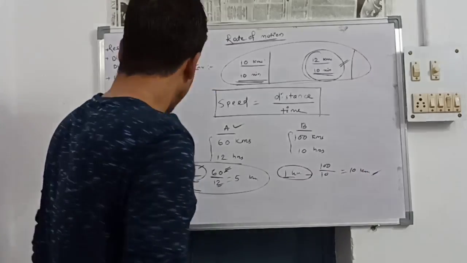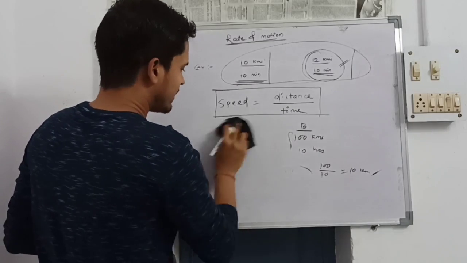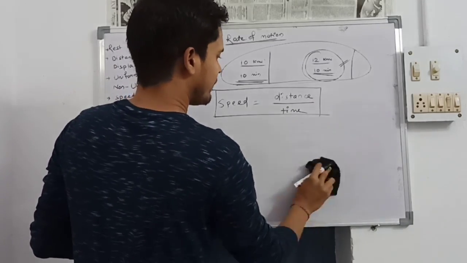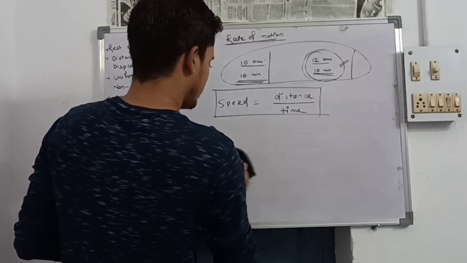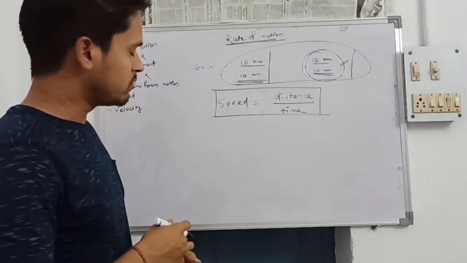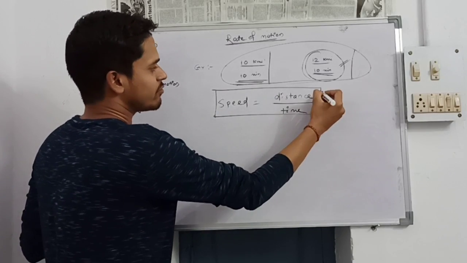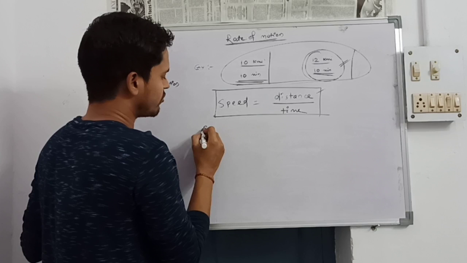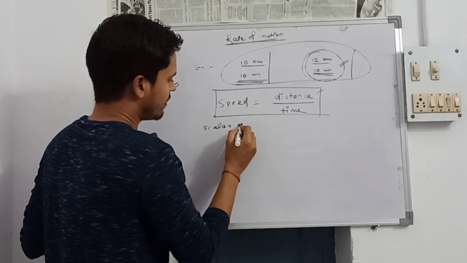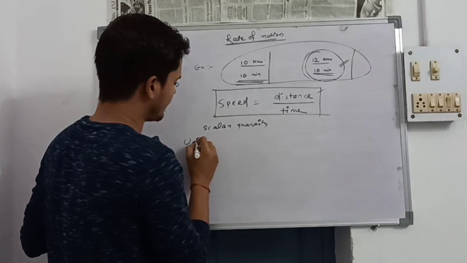So this is about speed. Already I have told, after studying a physical quantity, you will remember which type of quantity it is and the unit of that quantity. So always remember the speed. Distance was a scalar quantity, so speed is also a scalar quantity. Next is the unit of speed.